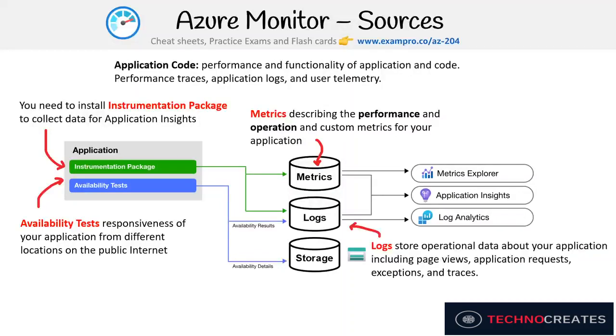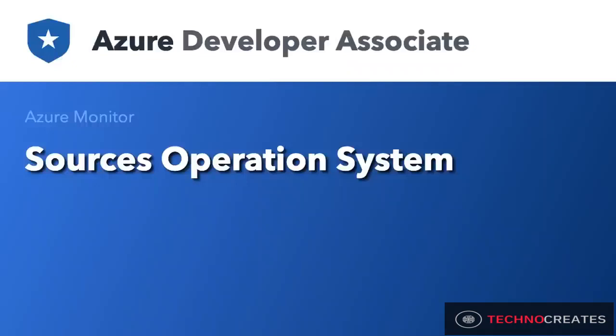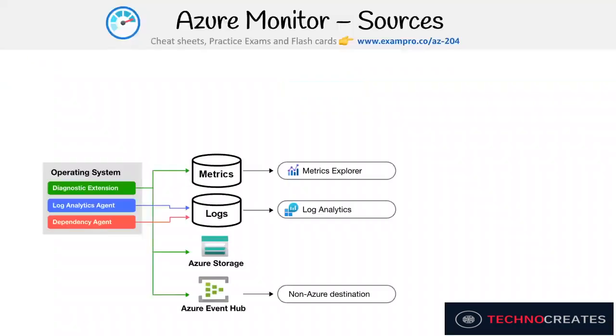For your logs, you're going to be storing operational data about your application, such as page views, application requests, exceptions, and traces. And then the things you're going to be putting in storage: you're going to send the application data to your Azure Storage for archiving, or you'll store your availability tests if you need to analyze them further. Or you could create a debug snapshot of your data so that you can debug that at a later point. Okay? So let's take a look at how we're going to monitor our operating systems.